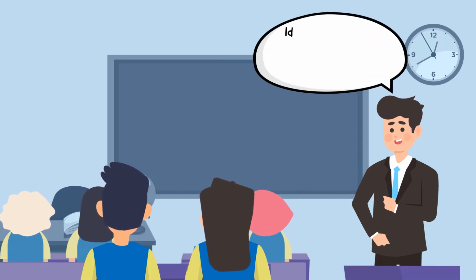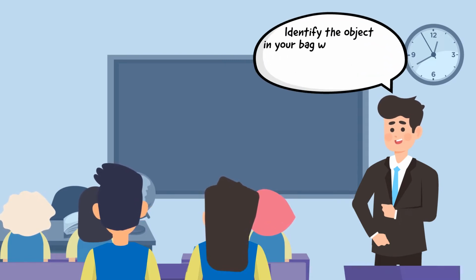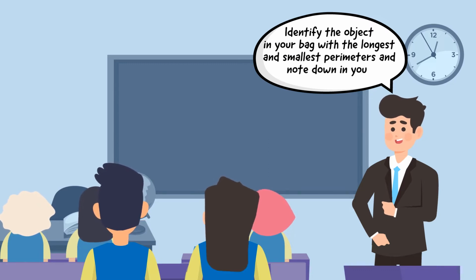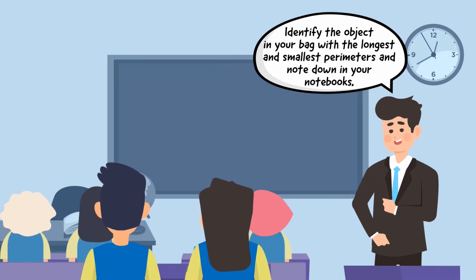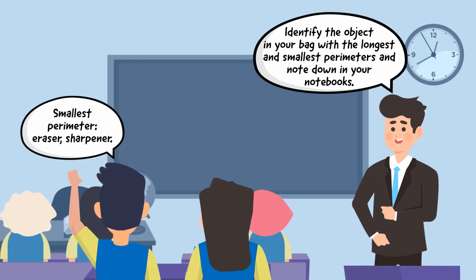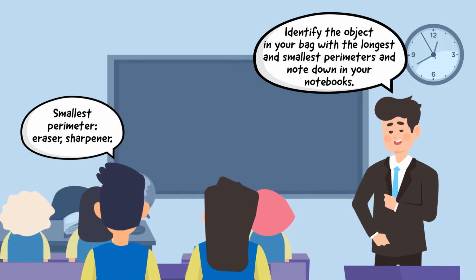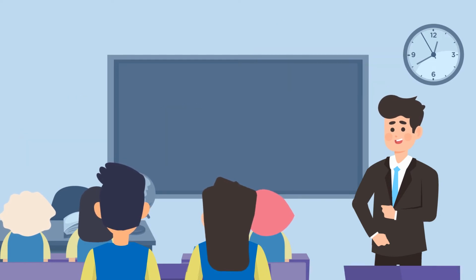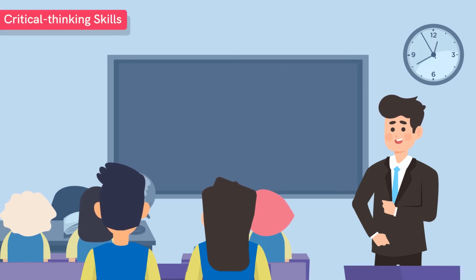Ask them, identify the object in your bag with the longest and smallest perimeters and note down in your notebooks. Relevant responses for this can be smallest perimeter, eraser, sharpener, and longest perimeter, math book, notebook, and so on. Estimating perimeter and area by observation will aid in developing critical thinking skills among students.